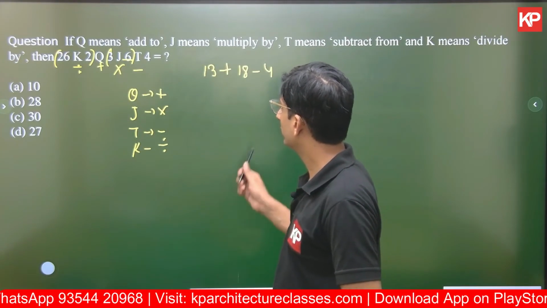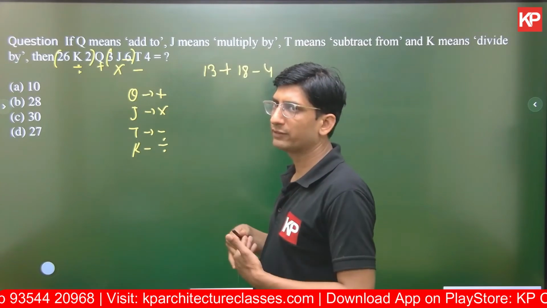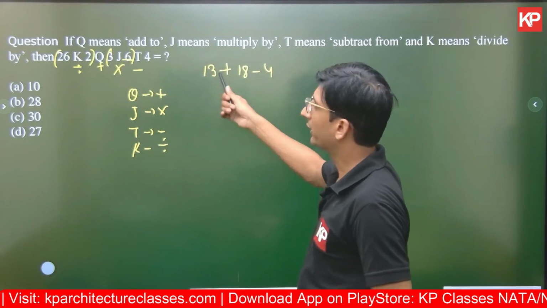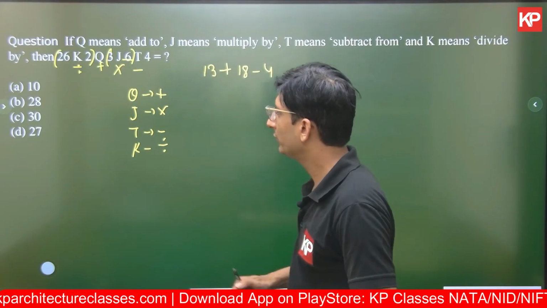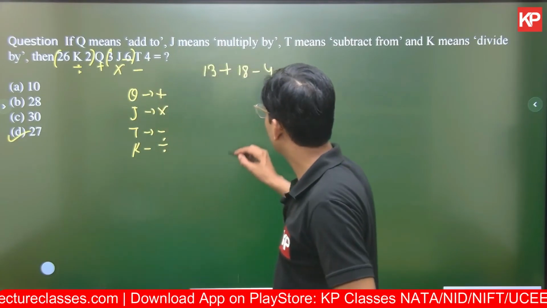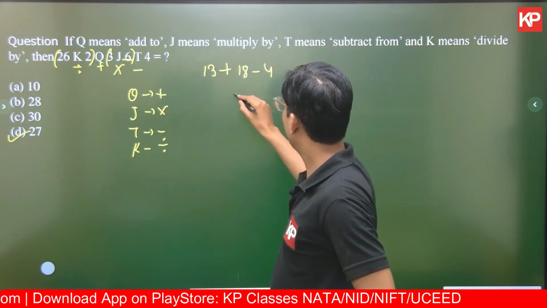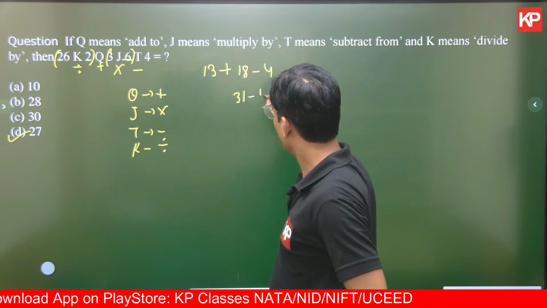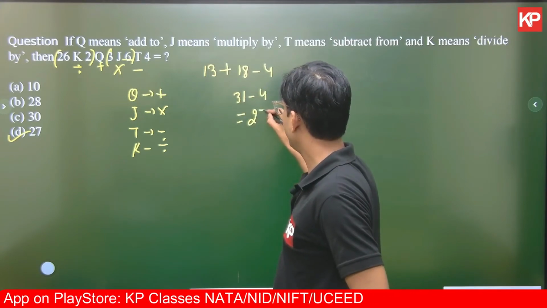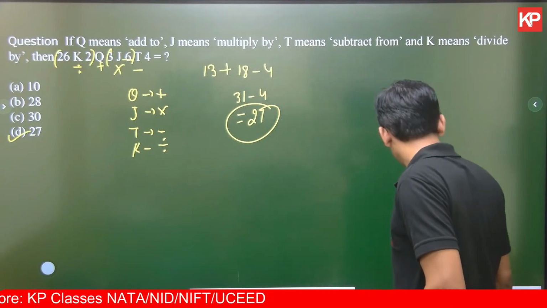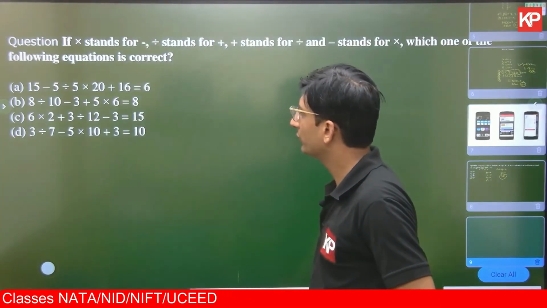Now you can first add or even subtract, that doesn't make any difference here. So this will become 14 plus 13, that is 27, which is option D. Or you can first add, so 13 plus 18 is 31, minus 4, which again equals 27. So the correct option is option D, that is 27. Now let's move to the next question.